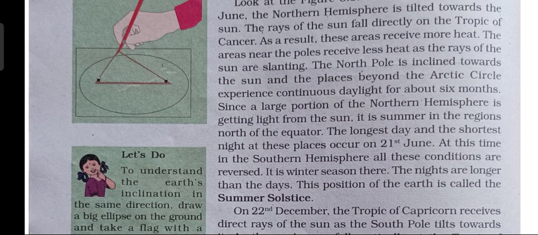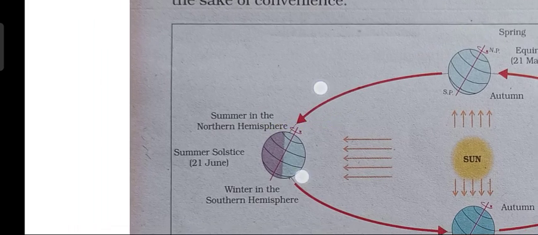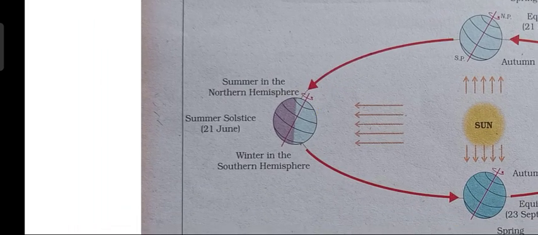Now, the North Pole is inclined towards the sun and places beyond the Arctic Circle experience continuous daylight for about 6 months. Since a large portion of northern hemisphere is getting light from the sun, it is summer in the region north of the equator. Now, children, on 21st June, North Pole is also inclined or tilted towards the sun. You can see here, children, on 21st June, North Pole is tilted towards the sun.